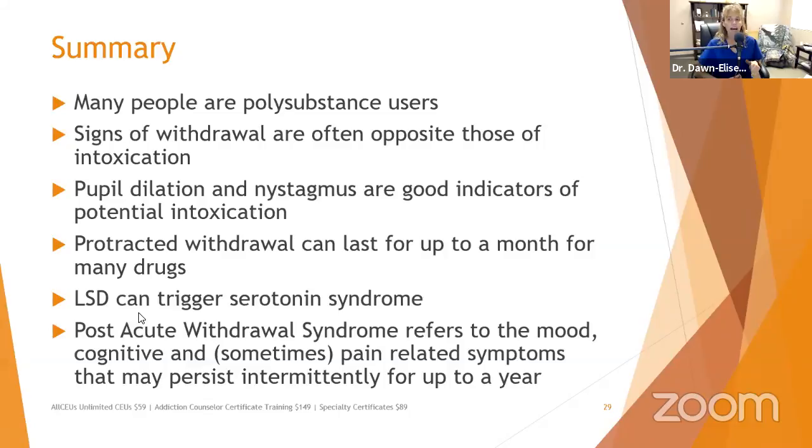Protracted withdrawal can last for up to a month for many drugs. So, that first month for a lot of people can be really, really rough. And part of that is not only the drug getting out of the system, but the body rebalancing itself after it's been out of whack for a while. So it takes a little while.